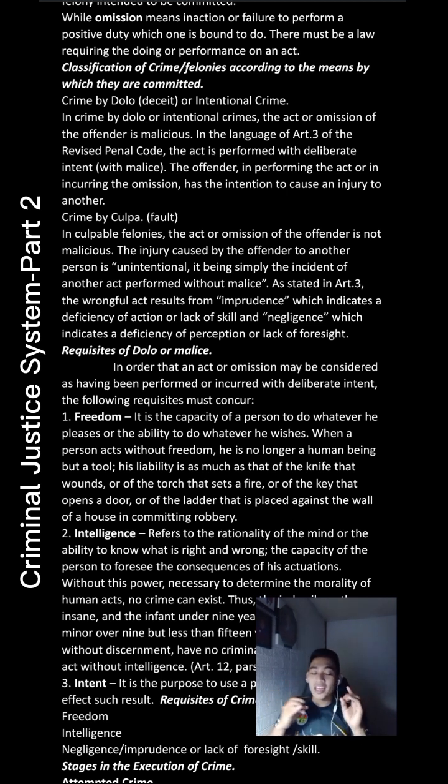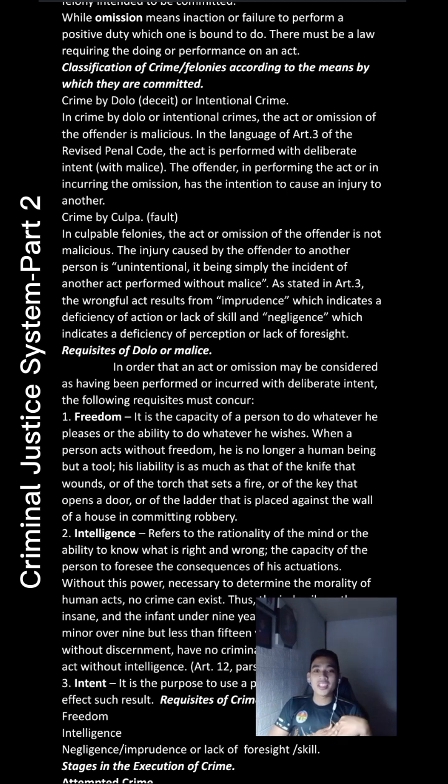Crime by culpa is all about negligence, lacking foresight, failing to foresee, lack of skills, but without malice, so purely an accident. So, crime by dolo or intentional crime, there is the intent or the malice. While in culpa, there is no malice, it is an accident due to negligence, lack of perception, lack of foresight.